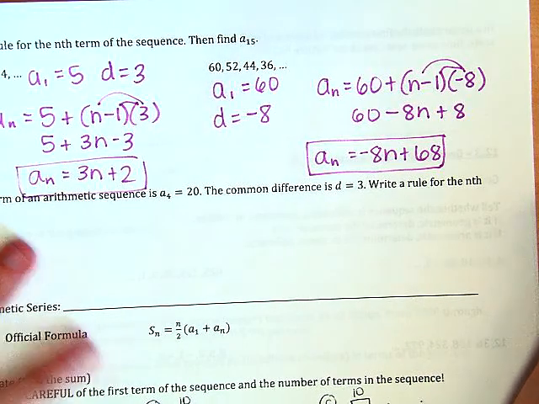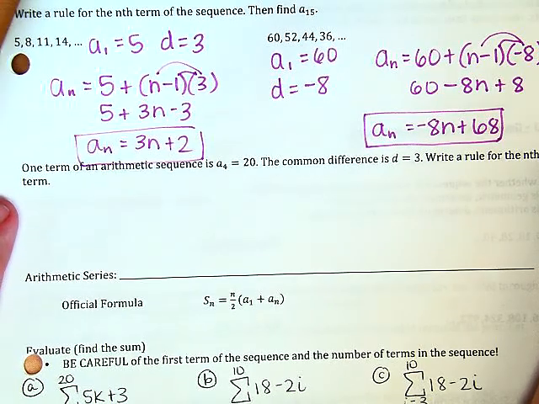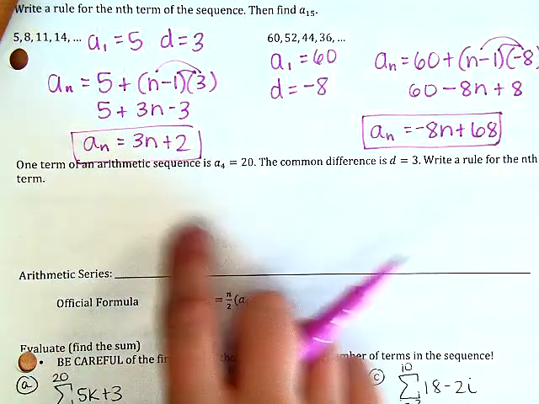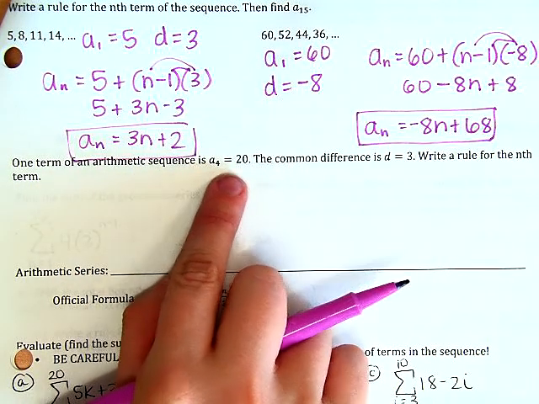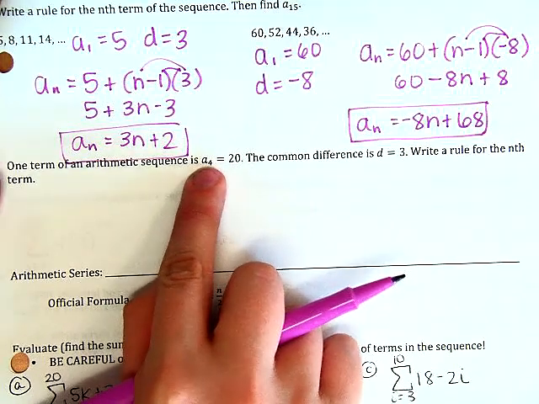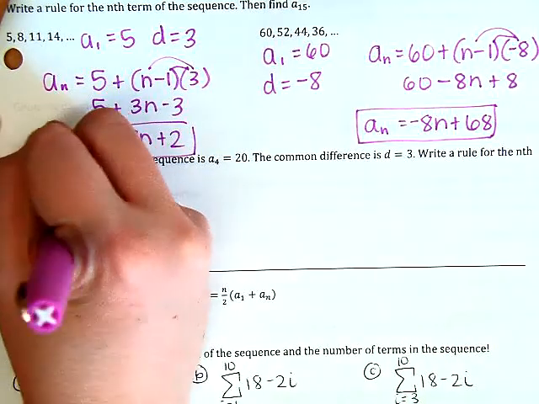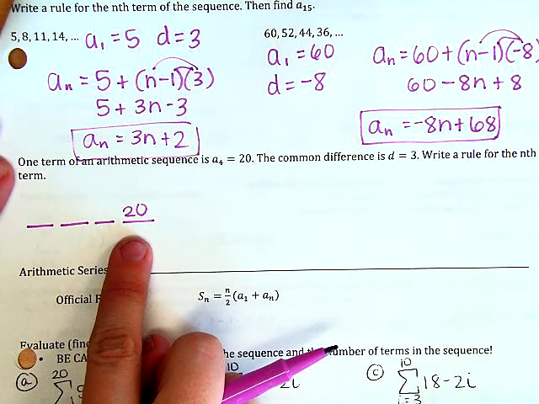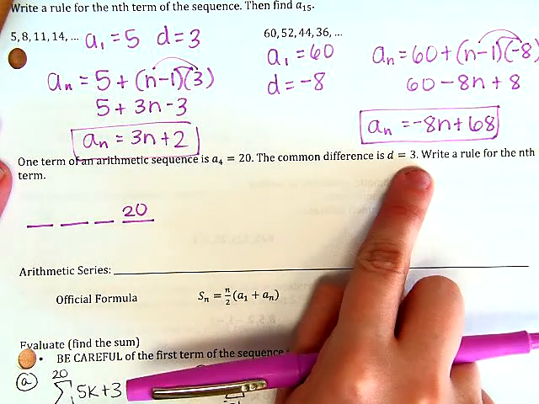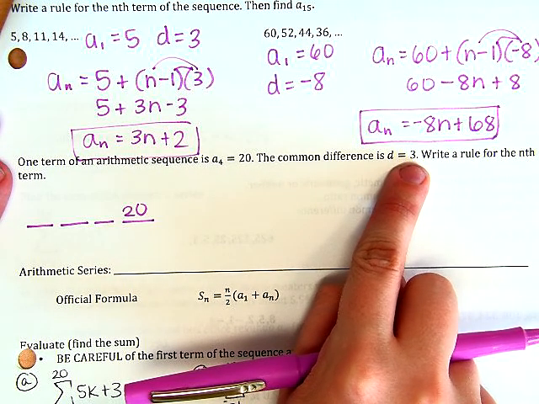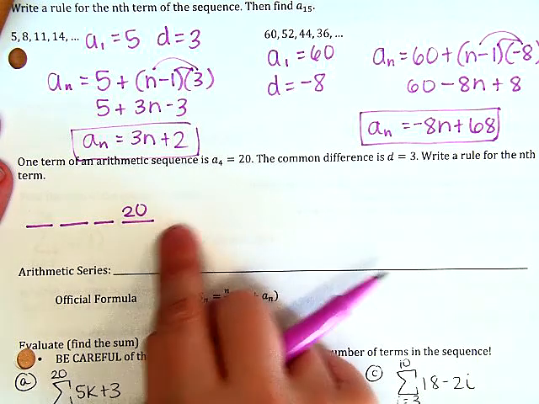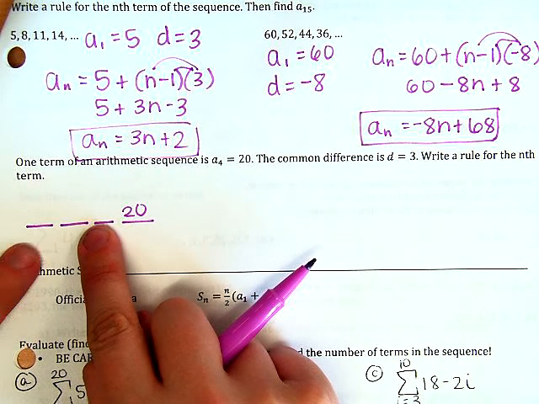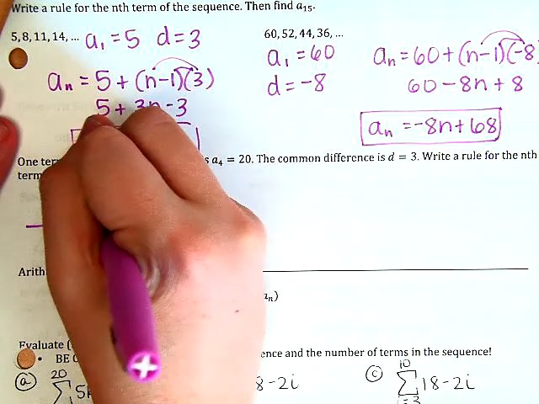Beautiful. Okay, same concept. We're just having it in words instead of numbers. So one term of an arithmetic sequence is 4. My fourth term is 20. So 1, 2, 3, 4. My fourth term is 20. My common difference is 3. Write a rule. Usually I add 3 to get to the next one, so if I need to go backwards to get my first term, I subtract 3.